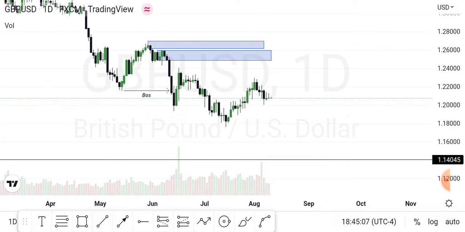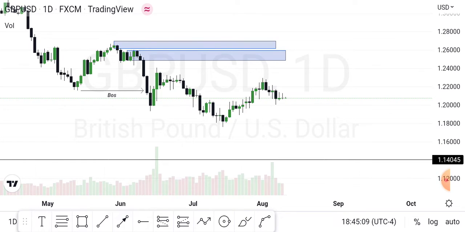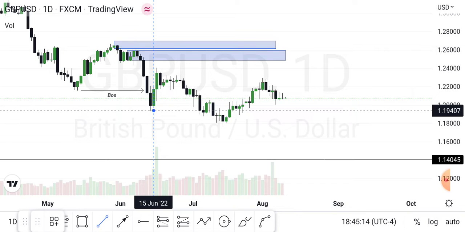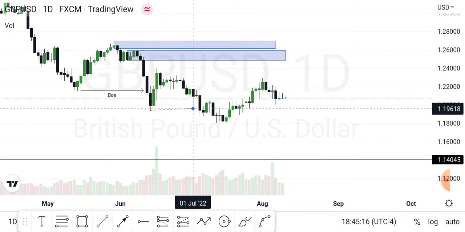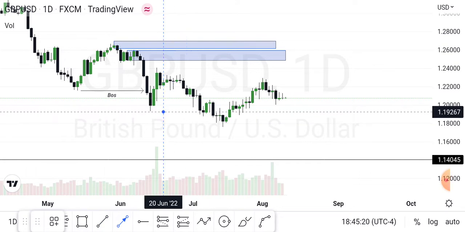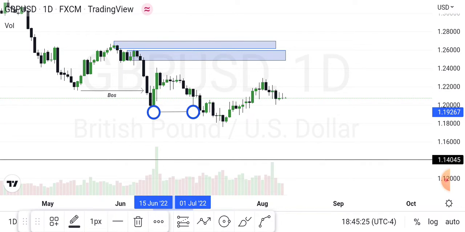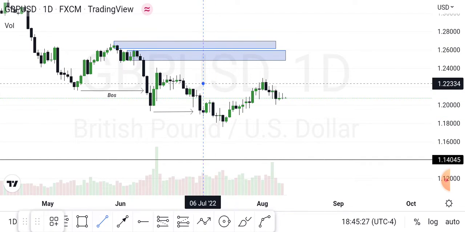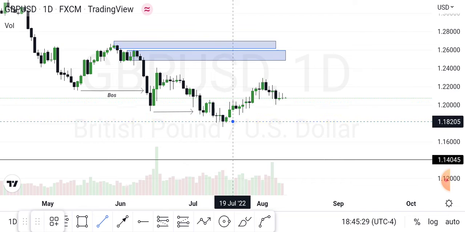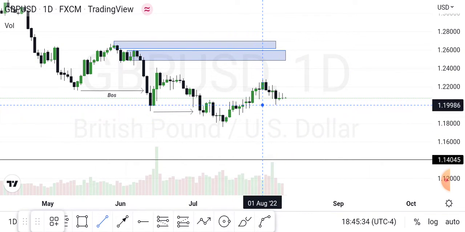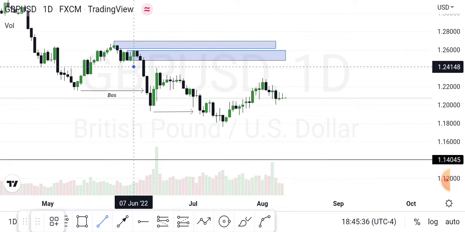So we can see same thing happening here, guys. Look at this very well. We have this breakup structure. So this probably may be inducement for the POI above. This whole movement here could be inducement for price to come mitigate this POI and continue to the downtrend. So we see now that price never filled this imbalance here.